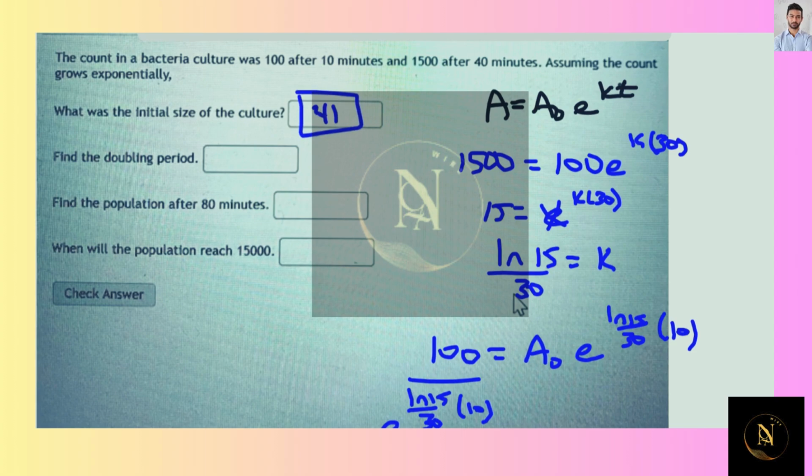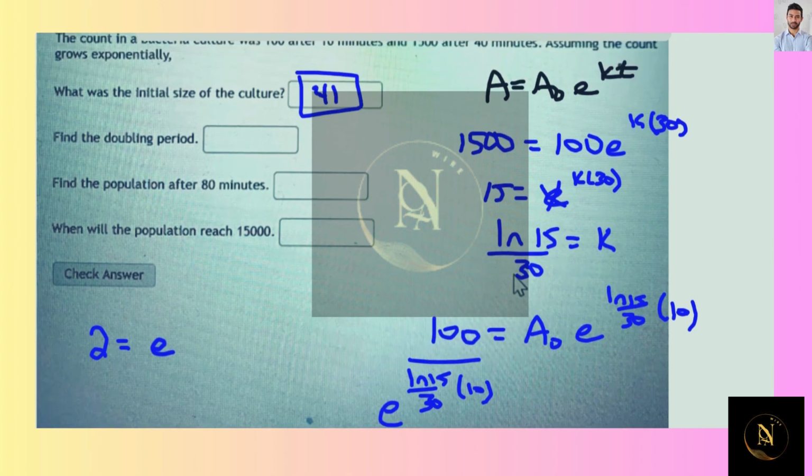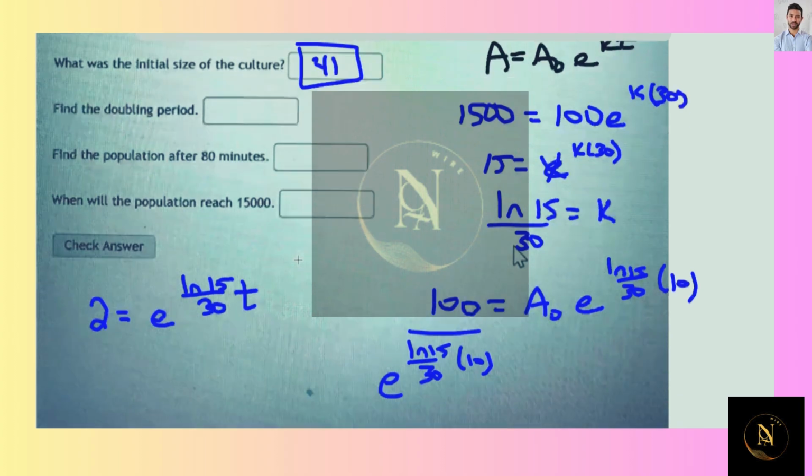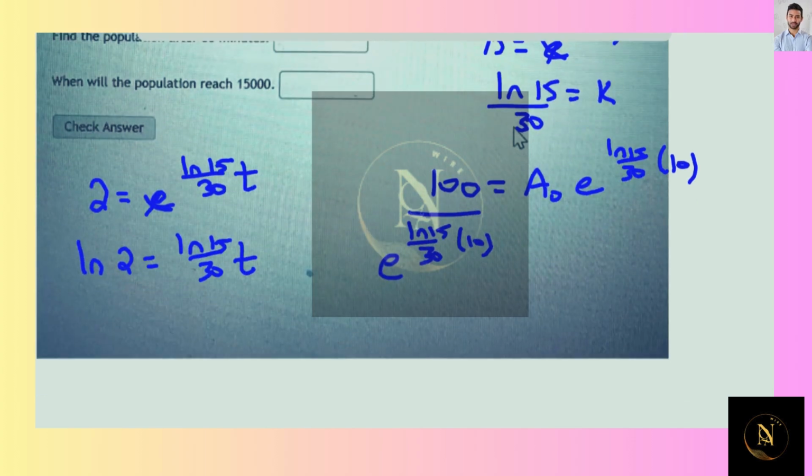The doubling period would be when we divide by the initial amount, we get 2. So it'd be e to the natural log of 15 over 30 times t. So we take the natural log of both sides. That'll get rid of the exponential base e. And then divide by the natural log of 15 over 30.